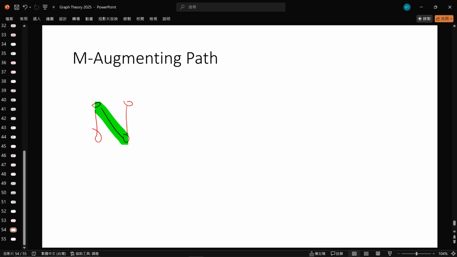So let me give you the intuition behind the algorithm. Suppose now you have some matching, not necessarily the largest one. For example, in this simple graph, we know that this green edge alone is not the largest matching. So the algorithm is to find a way to make this matching larger, to enlarge this matching. And to do so, we're going to find a special path.